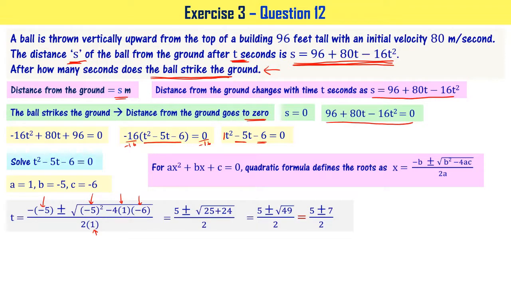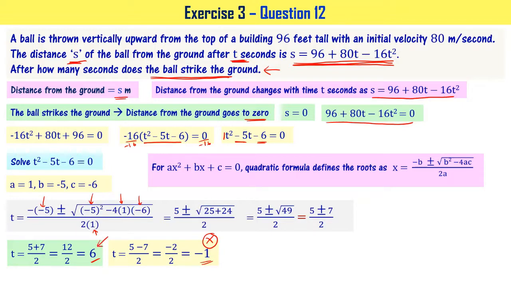So t can be 5 plus 7 by 2, that is 12 by 2, that is equal to 6. Or t can be minus 2 by 2, that is equal to minus 1. What is t? We said t is the time at which the ball is striking the ground. Time cannot be a negative number, so this is not going to be the answer. Time is going to be 6 seconds. Time required for the ball to strike the ground is t equal to 6 seconds. Got it?